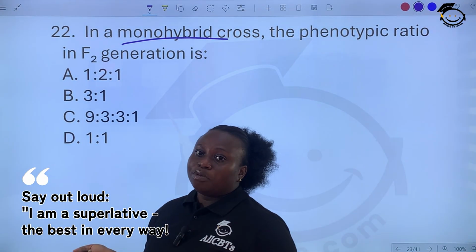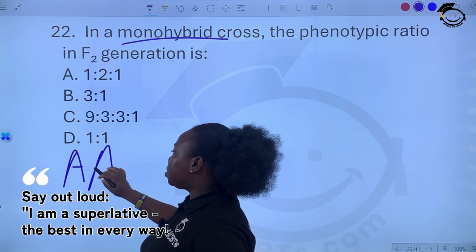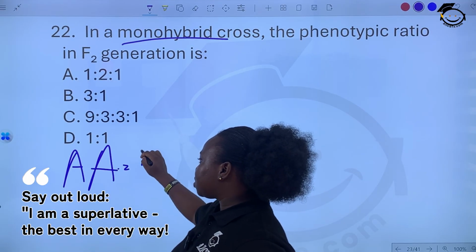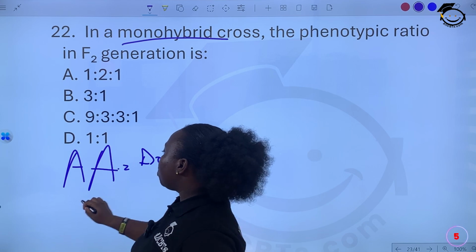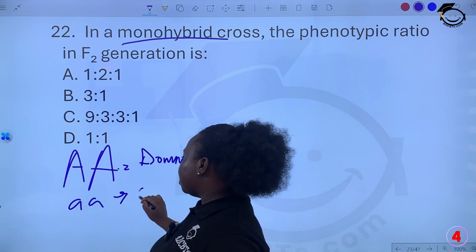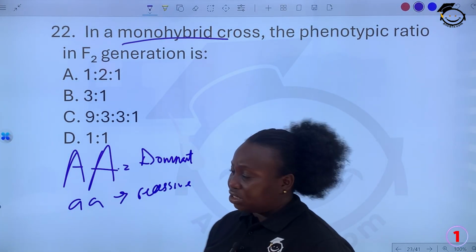Let's use a key, because we have to have a key. Let's say we have capital A, capital A. We'll use this AA as dominant. We use the small letters aa as the recessive. Now, this is what they call monohybrid.